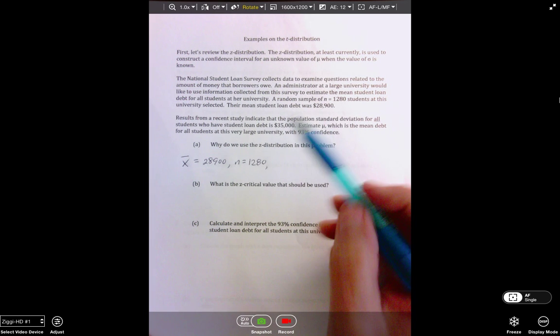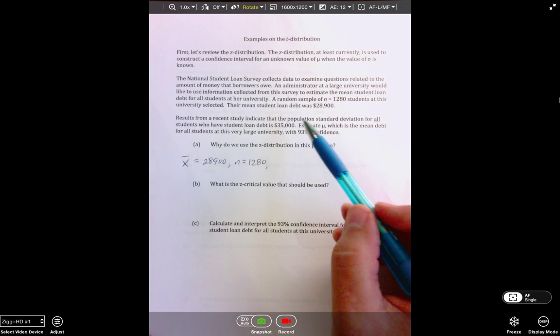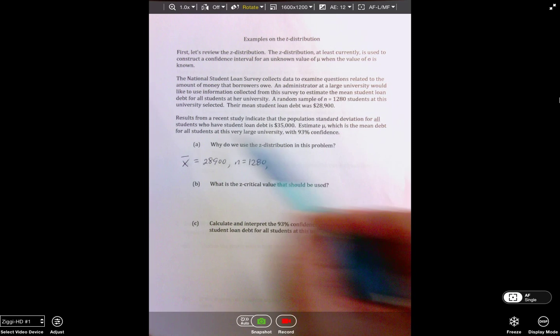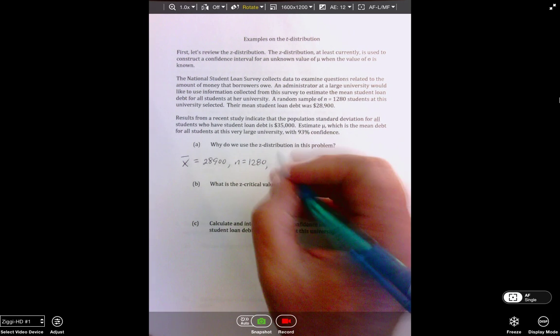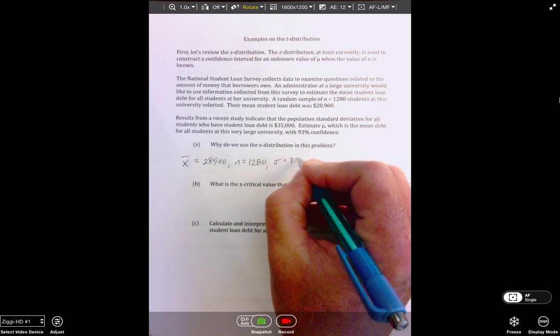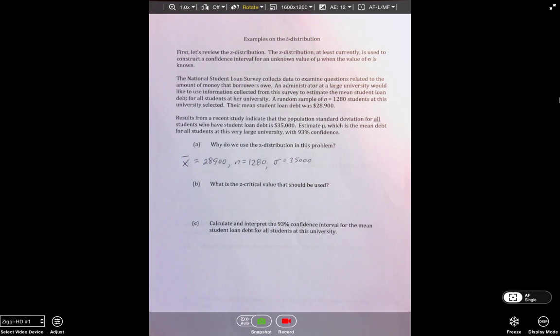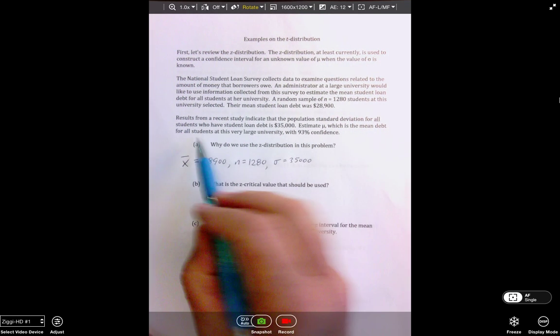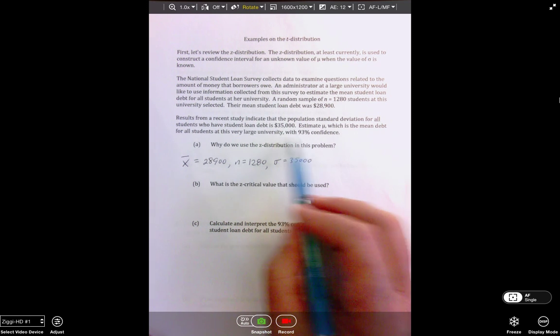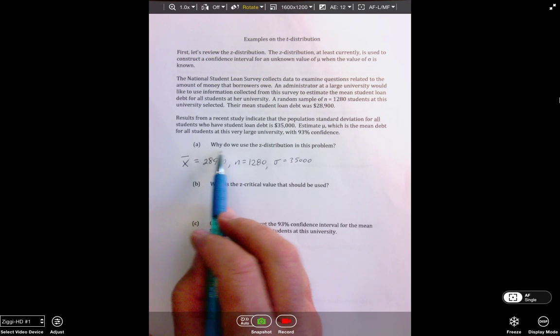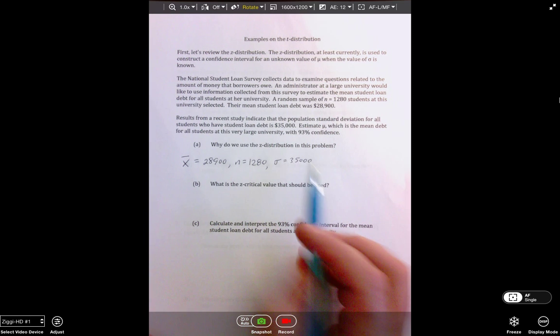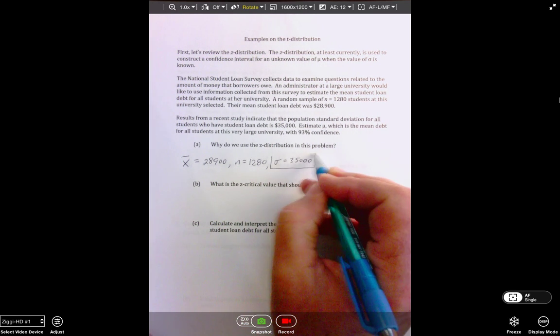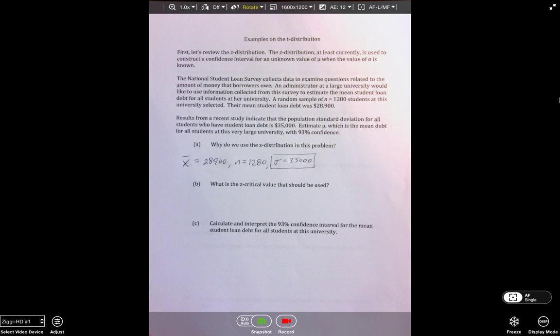Now come on down and I read, results from a recent study indicate that the population standard deviation for all students who have student loan debt is 35,000. Because that standard deviation comes from everyone, I have sigma. I have the population standard deviation. So estimate mu, which is the mean debt for all students at this very large university, with 93% confidence. So the first question, why do we use the z distribution in this problem? Well, because we're estimating mu and the population standard deviation is known.